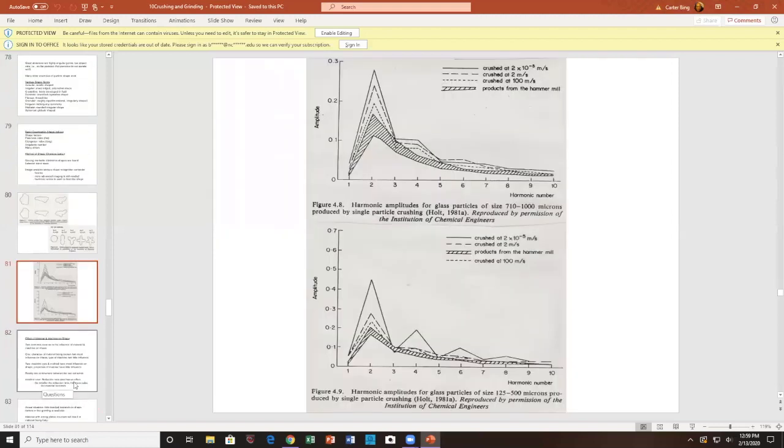Anyway, looking at this, these are the harmonic amplitudes for glass particles. So you have the different harmonic numbers, and perhaps their amplitudes.